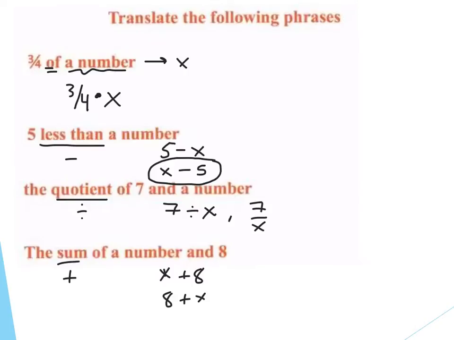Now, x plus 8 versus 8 plus x. No matter what in this case, say x is 2. 2 plus 8 is 10. 8 plus 2 is 10. So do we get different results? And the answer is no. So in this case, when you have the sum of a number and 8, both those solutions work out. Okay, so what we did here is just take a verbal phrase and translate it into a mathematical expression.